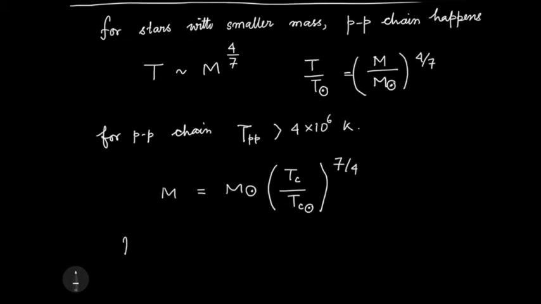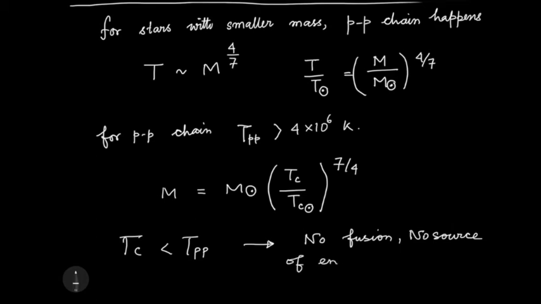So this will tell me that if this Tc is less than Tpp, no nuclear fusion, no source of energy, and if the gravitationally bound object does not provide enough source of energy, not a star.